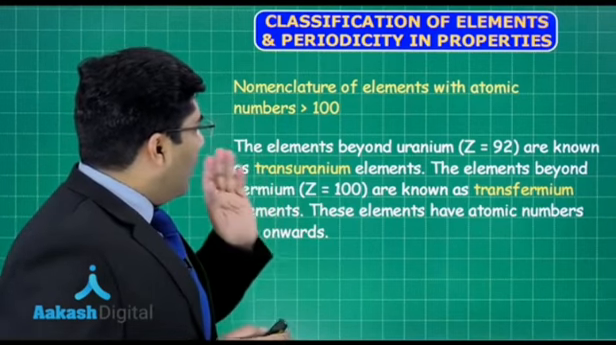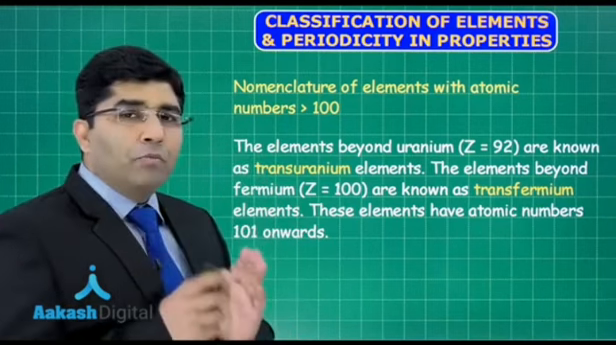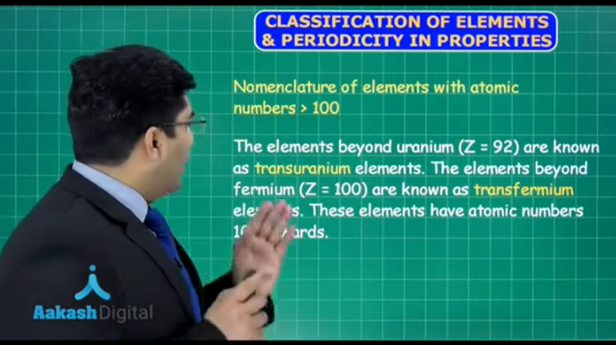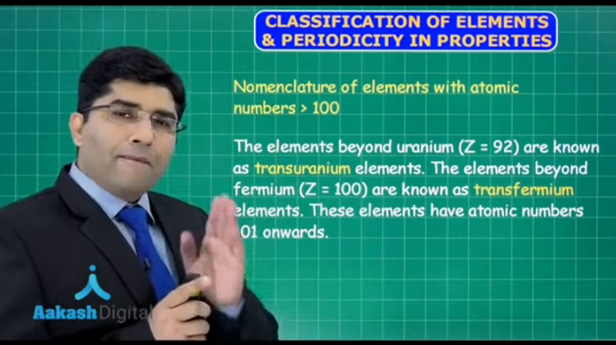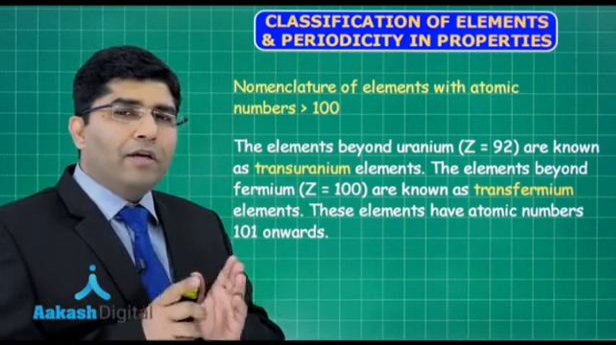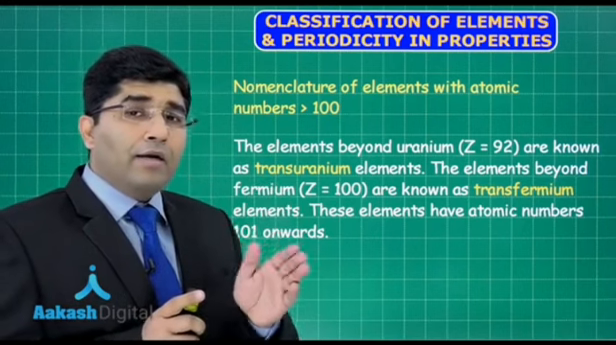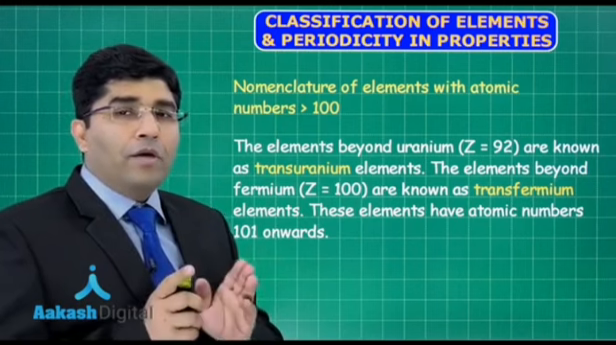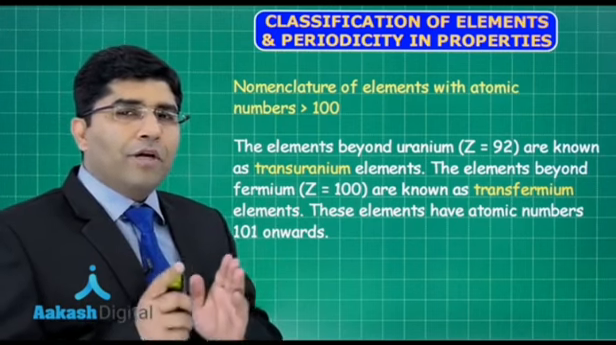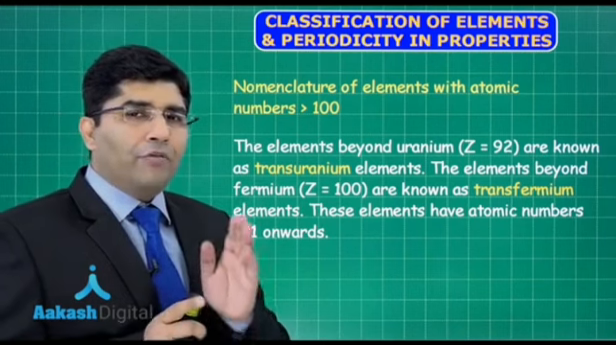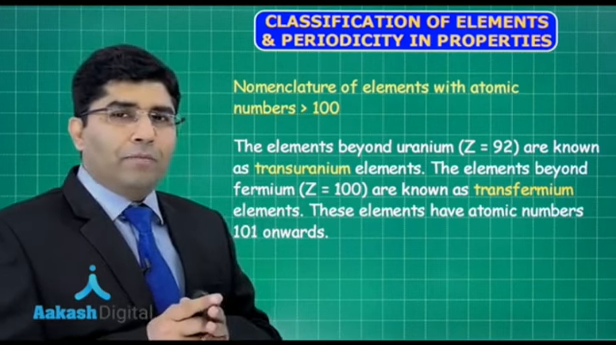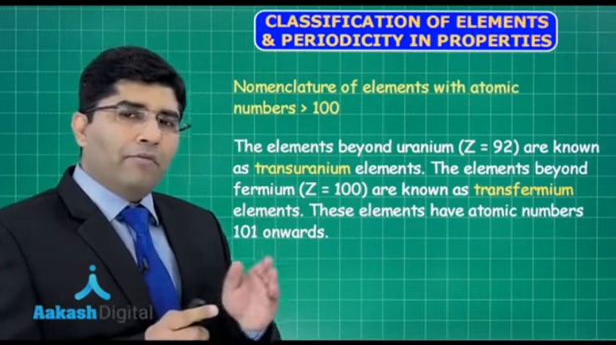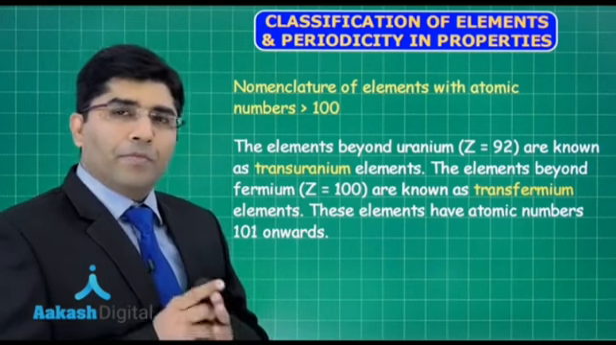If the atomic number of an element is more than 92, that of uranium, those elements are called transuranium elements, and the elements which have atomic numbers more than 100 are called transfermium elements. Now, there are some rules, some word roots we have to know. After that, we can give the IUPAC name to these elements. First, we have to learn that. We will take an example and do it step by step, right?